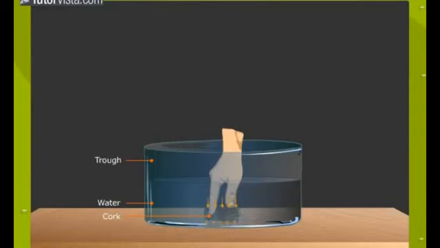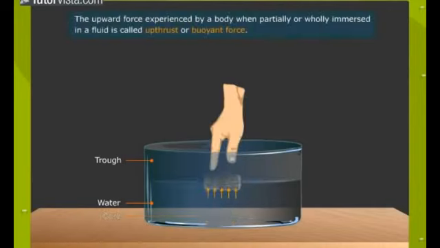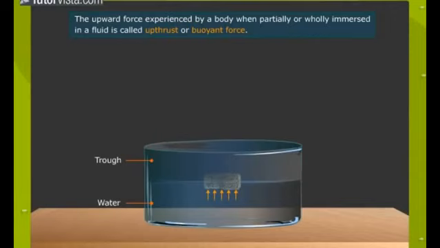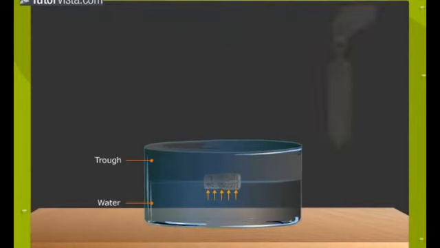This shows that when a body is partly or wholly immersed in a fluid, the fluid exerts an upward force on the body. The upward force experienced by a body when partially or wholly immersed in a fluid is called upthrust or buoyant force. The phenomenon responsible for this upthrust is called buoyancy. Let us perform a simple experiment to prove this.